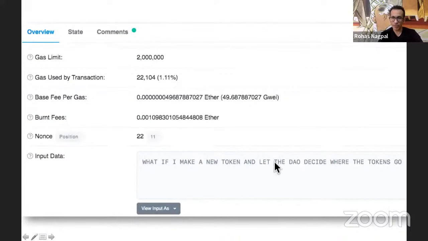So for example, he actually put this question: what if I make a new token and let the DAO decide where the tokens go? He actually posted this to the world. Now we can't see his email address because he has put this on the blockchain. The message is there forever. Even right now, if you go to Etherscan and see this particular transaction ID, you will see the message.